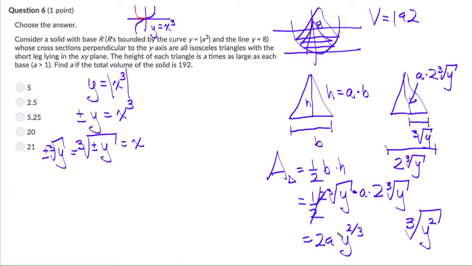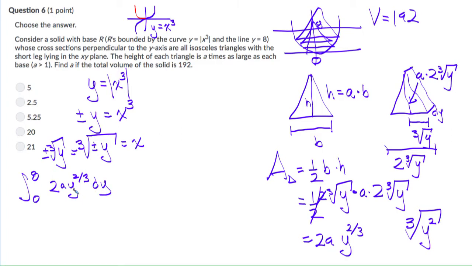So that is the area of the triangle, and again, we need to make it thick to make it into volume. So give it some thickness now, give it a dy, and multiply dy by the area, and you get the volume of that triangle. Coming back here, we can actually do the integral now. The integral between 0 and, it told us, 8. Just looking at our graph, it went from 0 all the way up to 8. So it's going to be the integral of 2a y to the 2/3 dy.